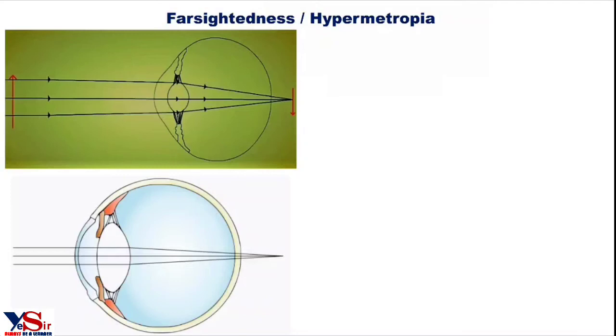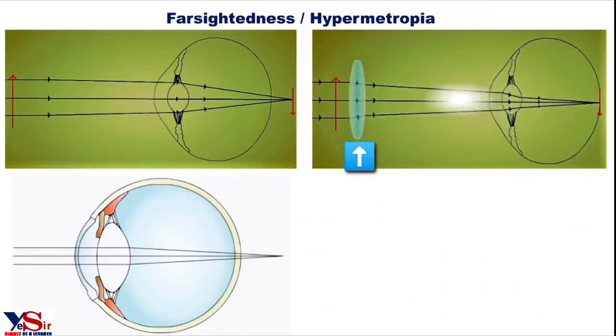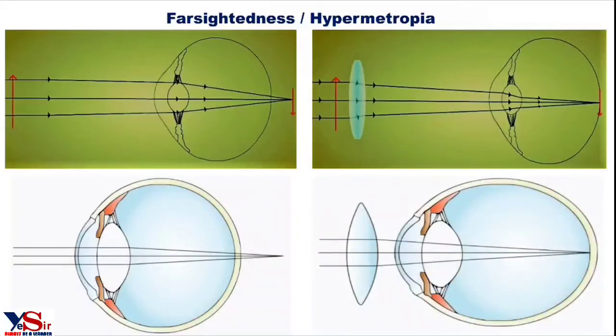Now let's study the correction of hypermetropia. This defect can be corrected by using a convex lens with proper focal length. See this picture? Here we use the convex lens with proper focal length. Now, the next picture also shows the convex lens, how it works. See this picture. This lens converges the incident rays before they reach the eye lens, and the eye lens then converges them to form the image on the retina.